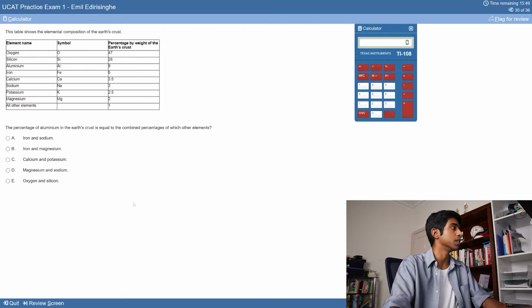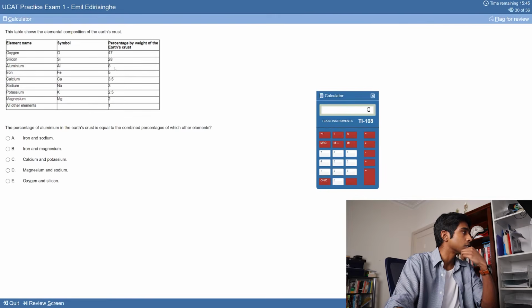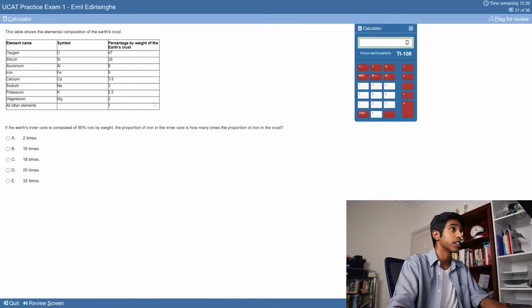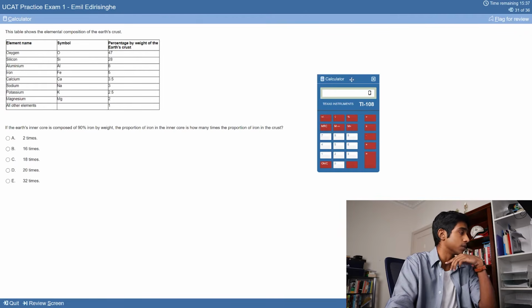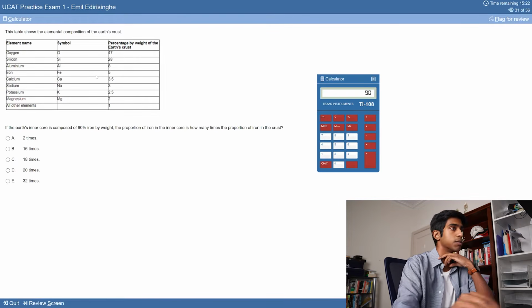Percentage of aluminum in the Earth's crust is equal to the combined percentages of what? So 8, just 5 and 3. Iron and sodium, yeah. Earth's inner core is composed of 90% iron by weight. The proportion of iron in the inner core is how many times the proportion of iron in the crust? So it's 90 divided by 5% from here, so 18 times.